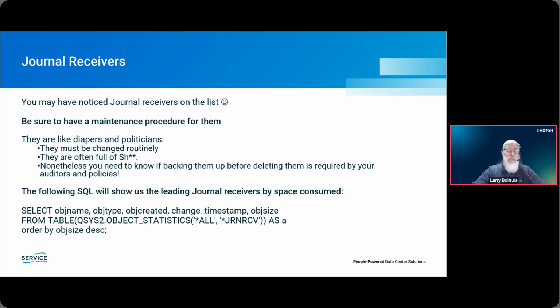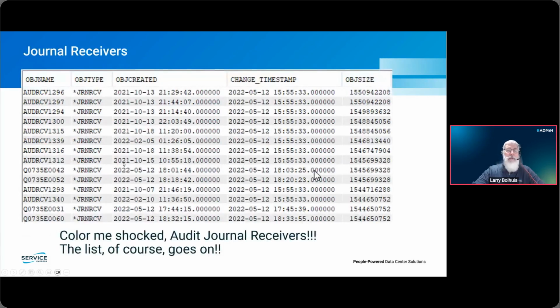Now, this SQL that we've got shown here will show the receivers that are online. In this particular case, we ran it on one of our test systems. This is a fairly old query, as you can see from the dates. But this is all audit journal receivers, right? Audit receiver 1296, 7, yada, yada, yada. The date they were created, the date they last changed, and then how big they are. In this case, that looks to be about 1.5 gigabytes of space, and that's the size that we have the audit journal set to click over to in the receiver.